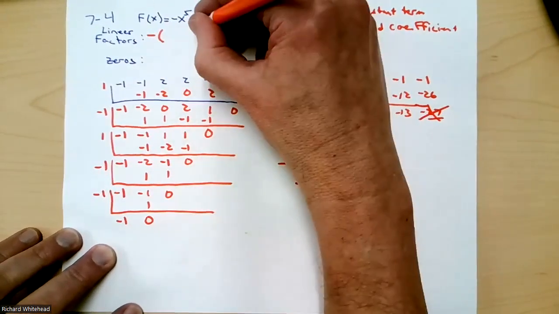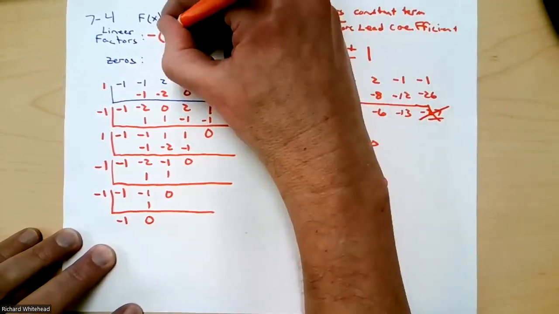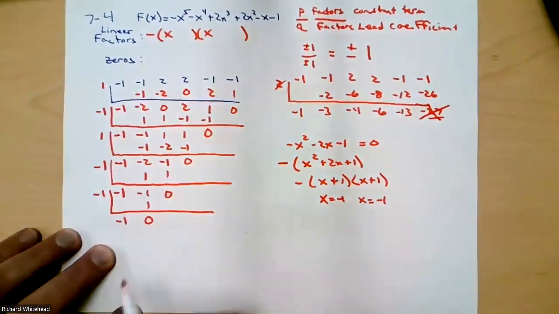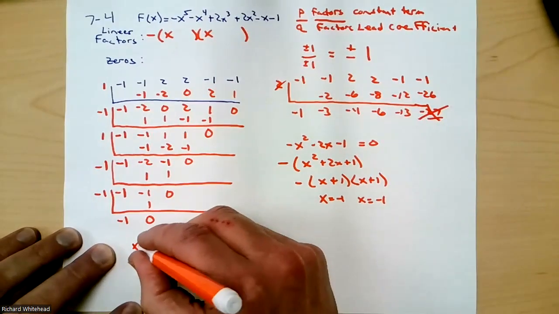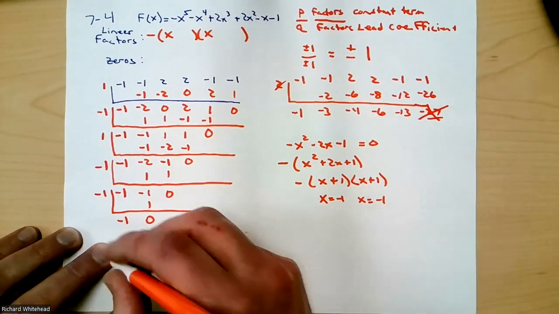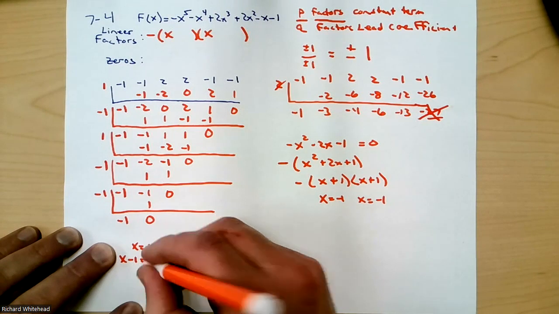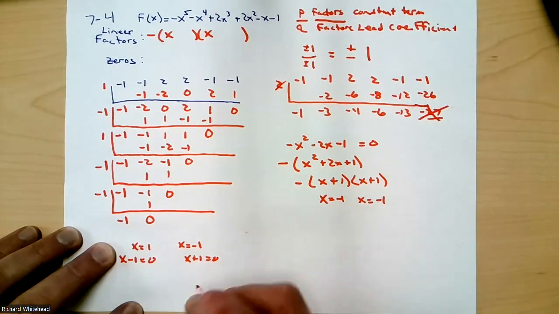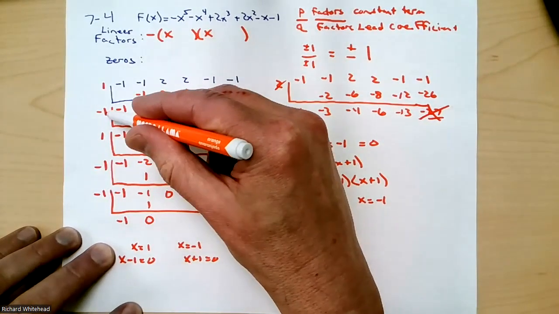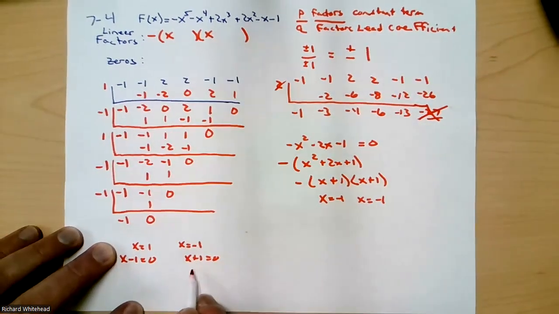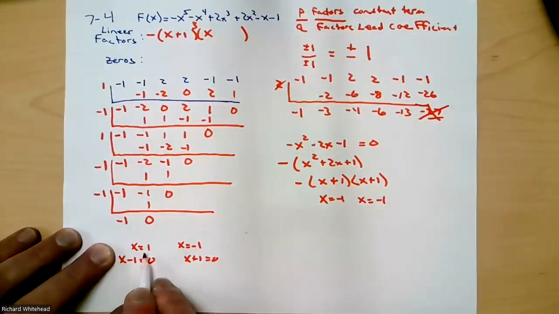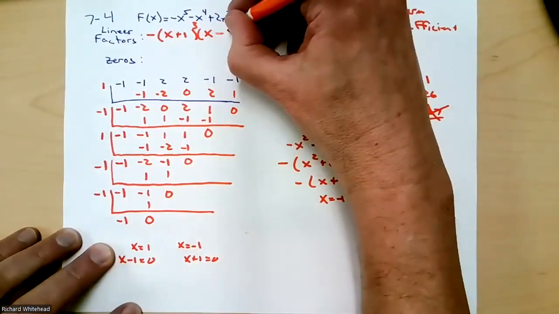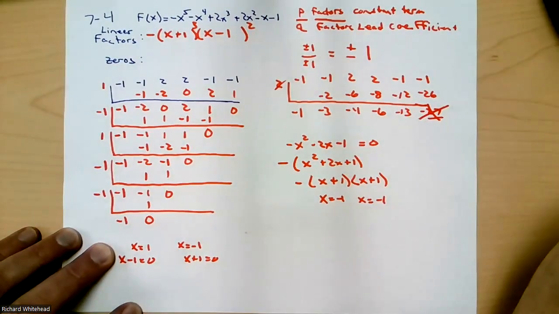So now let's do our factors. Okay, so we got X, we got X. Well, check it out. Our zeros are 1 and -1. So that means we're going to have X minus 1 and we're going to have X plus 1. Well, -1 was repeated 3 times, which means we're going to have X plus 1 cubed. +1 was repeated twice, so we're going to have X minus 1 squared.